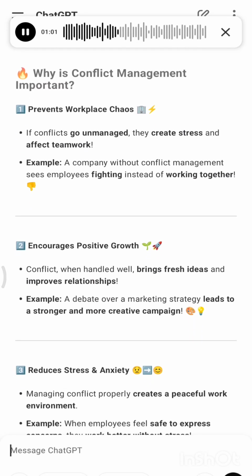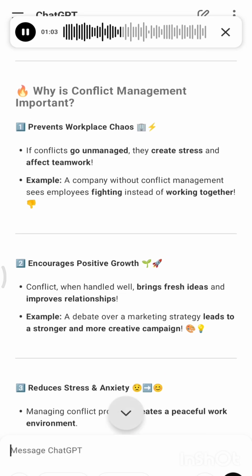Why is conflict management important? 1. Prevents workplace chaos. If conflicts go unmanaged, they create stress and affect teamwork. Example, a company without conflict management sees employees fighting instead of working together. 2. Encourages positive growth. Conflict, when handled well, brings fresh ideas and improves relationships.